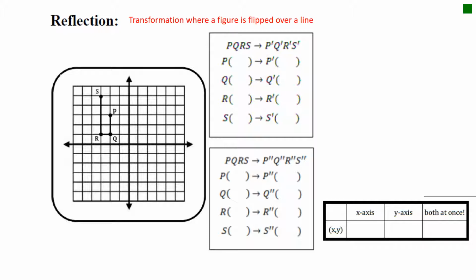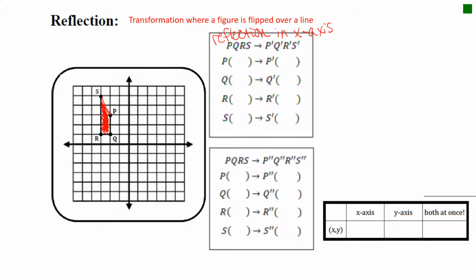So we have the image PQRS, and I don't know why this shape wasn't filled in, but let's connect P and S, those points, and make this an actual shape. So in the top box here, we're going to reflect first over the x-axis. So reflection and x-axis, and I would write that down if I were you.